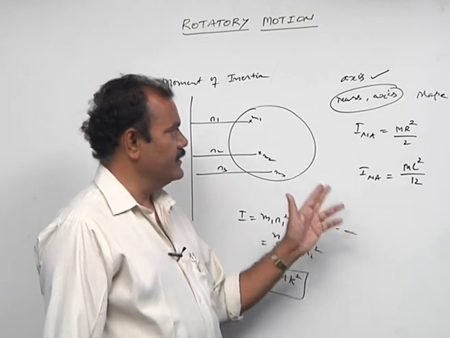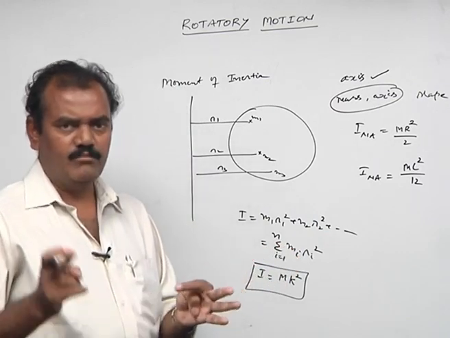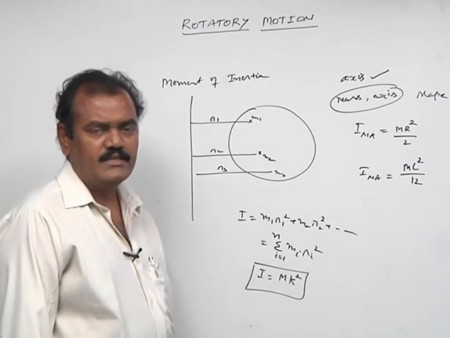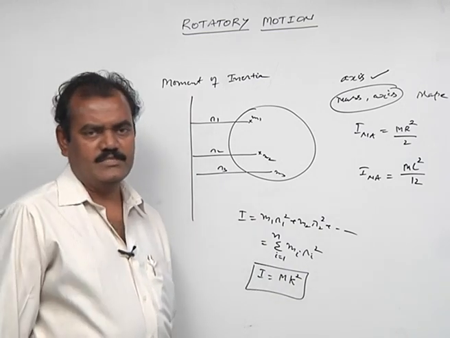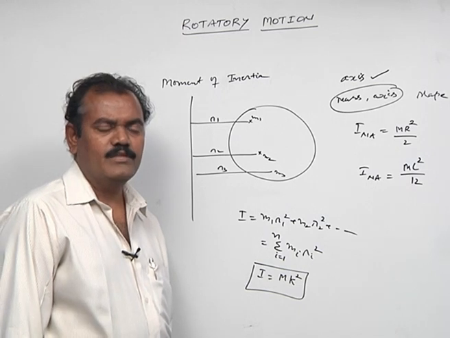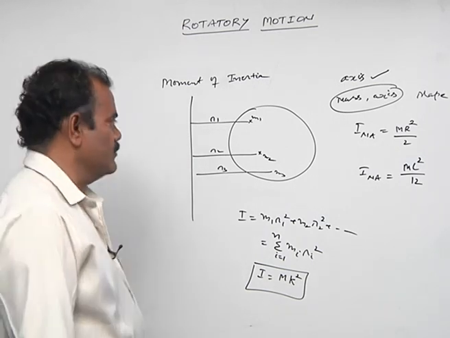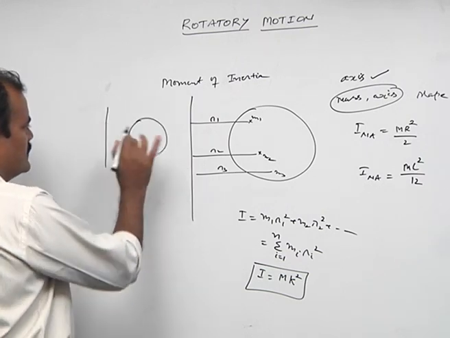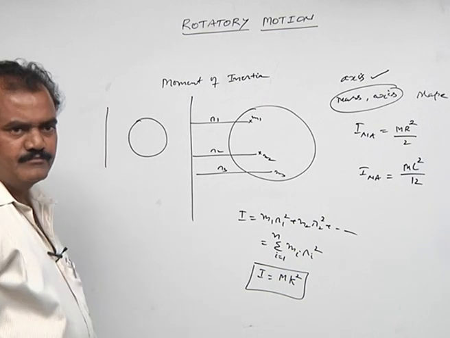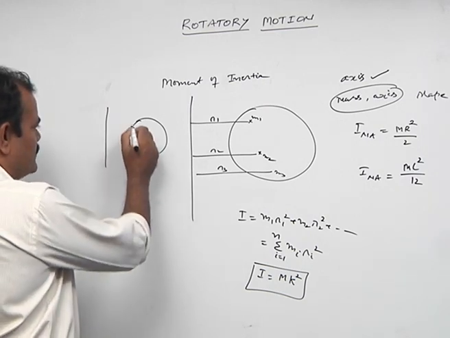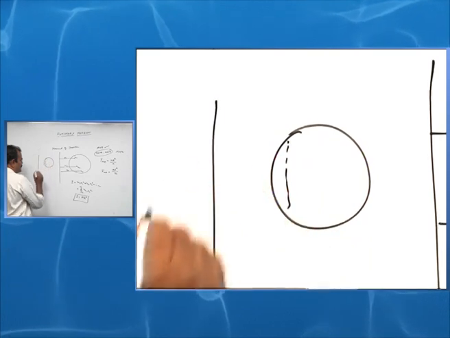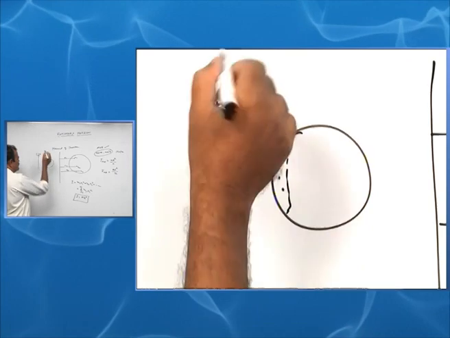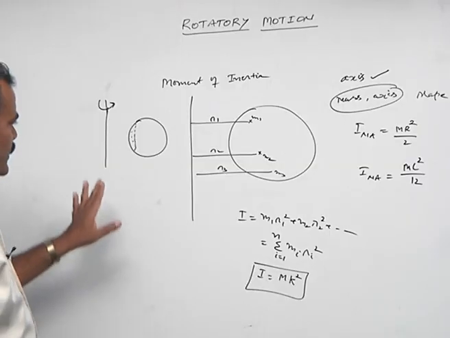And now we are maintaining that the axis is constant and the mass of the body is also constant, and the shape of the body is also constant. Even then there is a possibility for the moment of inertia to change. How is it possible? Now we are taking a hollow spherical body, and here you are taking some particles nearer to the axis of rotation, like this.